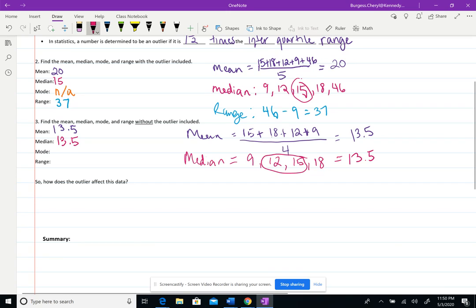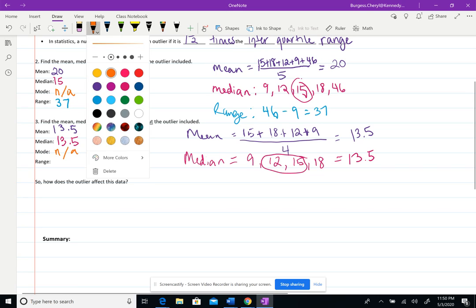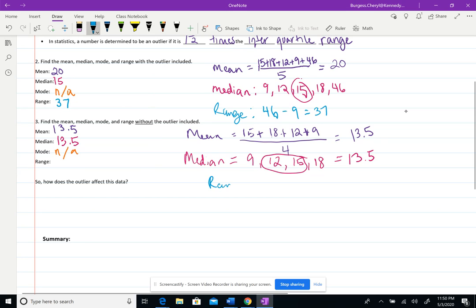Do we have a mode? A number that happens the most? 9, 12, 15, and 18? No, those are all different numbers. So again, not applicable. And then finally, our range. Our range is the greatest minus the least. So the range of our numbers is now 18 minus 9. Okay, and 18 minus 9 is 9. So our range is 9.